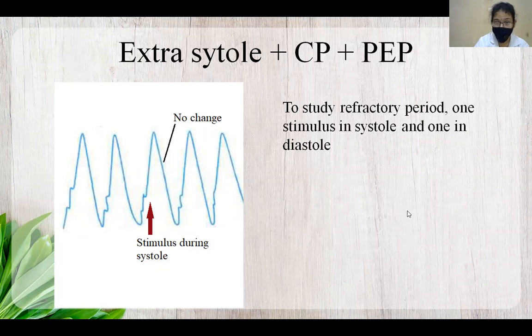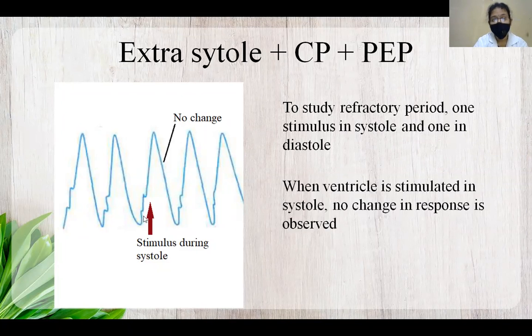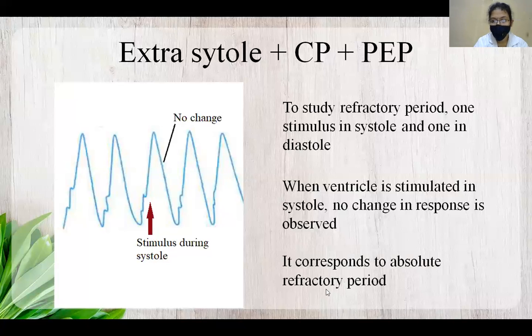So let us see what happens in systole. When the ventricles are stimulated in systole, there is no change observed. Means, no matter how strong the stimulus was, there was no response. It corresponds to absolute refractory period. So the systolic phase corresponds to absolute refractory period.